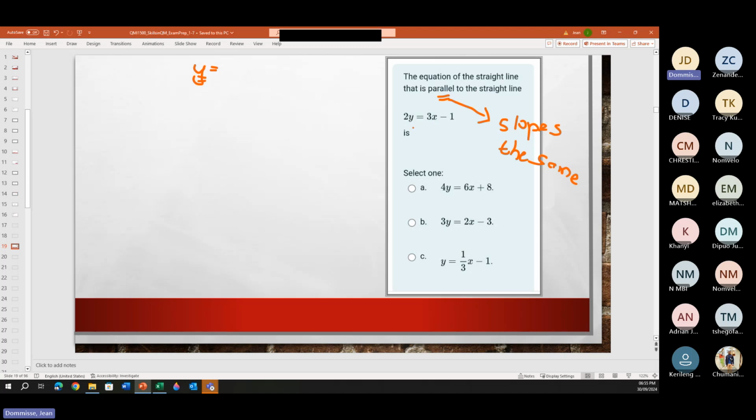So in this instance, our line is 2y is equal to 3x minus 1. So we need to first get it into the simplest form. So I will need to divide by 2 on both sides. So 2y divided by 2 is y. Then it becomes 3 over 2x minus 1 over 2. So now I have my slope. So my slope needs to be 3 over 2.